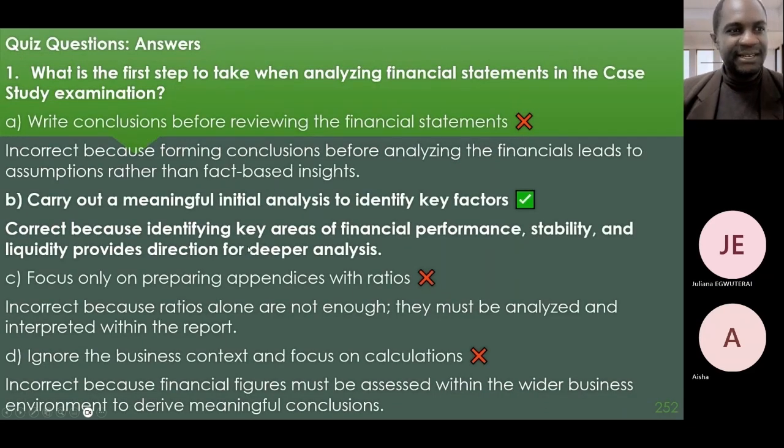Drum roll, judgment day. What is the first step to take when analyzing financial statements in the case study exams? Carry out a meaningful analysis to identify key factors. Because identifying key factors of financial performance, stability, and liquidity provides direction for deeper analysis. Okay, good. B and B.